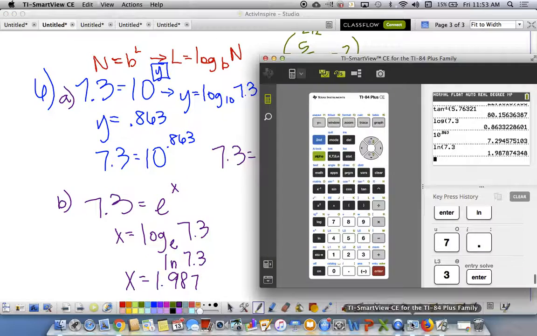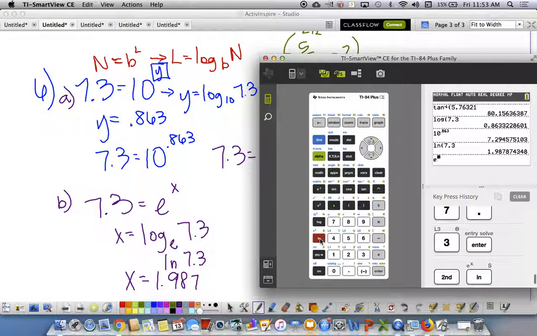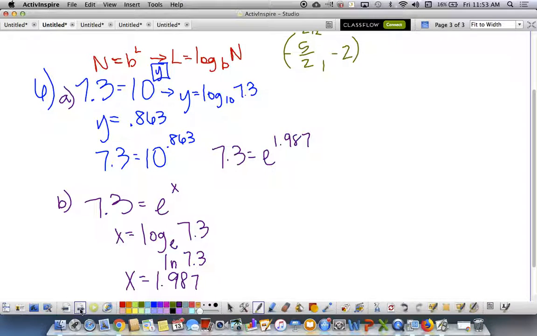Plug that in your calculator. The e button is the second and then the natural log. It's that same button right there, 1.987. And what do we get? 7.29. That's your 7.3. Okay. Do number 6. Number 7. Another log button, a log question.